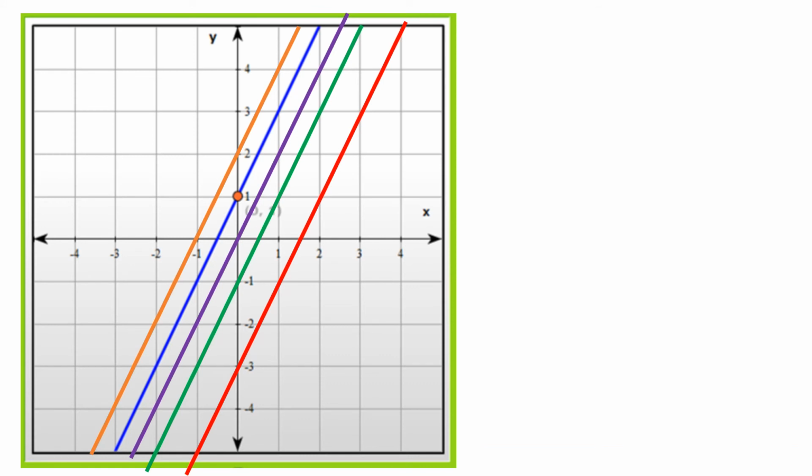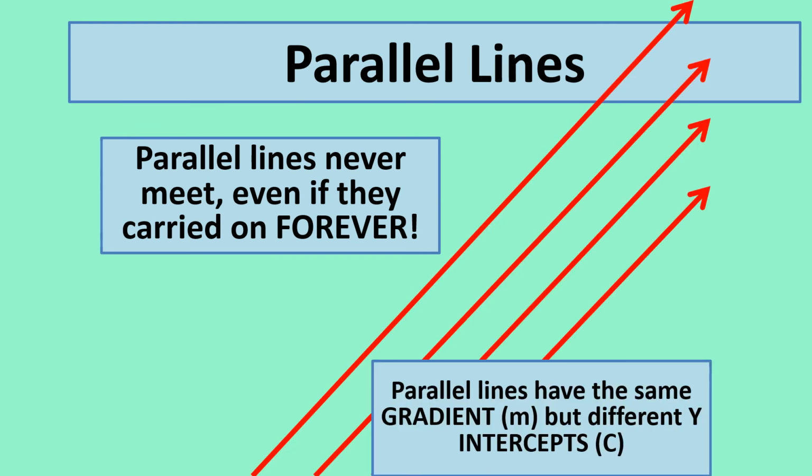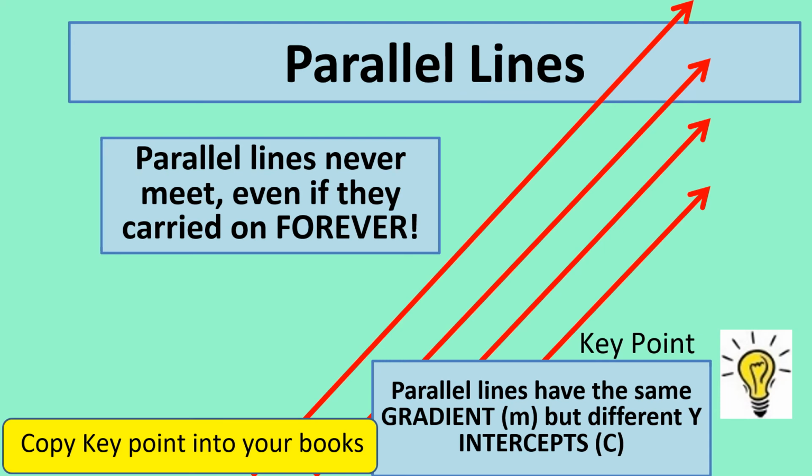So we've got the equations plotted on this slide, and we can clearly see that if the m value is the same, we are going to get parallel lines. So we can conclude that parallel lines, which are lines that never meet, even if they carried on forever, have the same gradient, the same m value, but different y-intercepts. This is a key point, and if you need reminding of it, make sure that you make a note of it in your books. So pause the video and make yourself a little note.